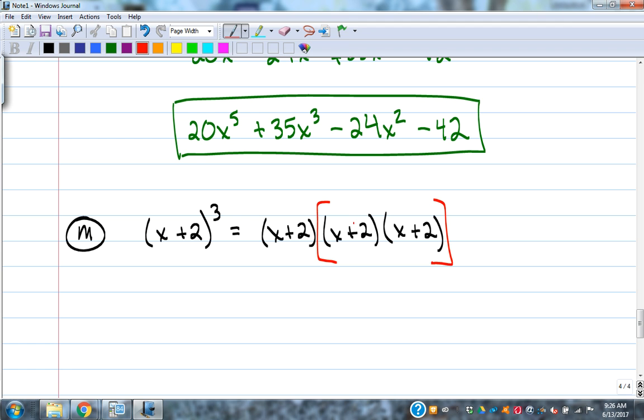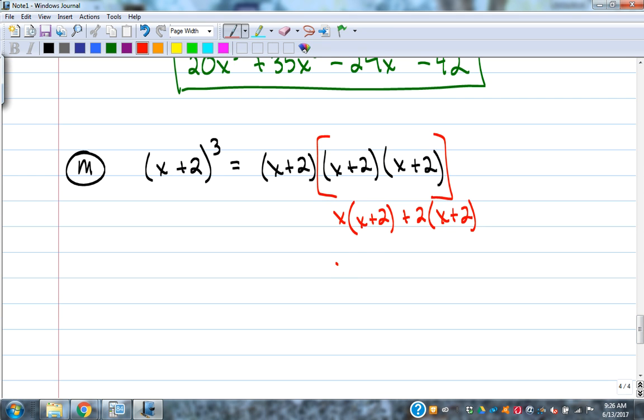So that'd be x times x plus 2 plus 2 times x plus 2. I'm going to work that out. X squared plus 2x plus 2x plus 4. And that ends up being x squared plus 4x plus 4.